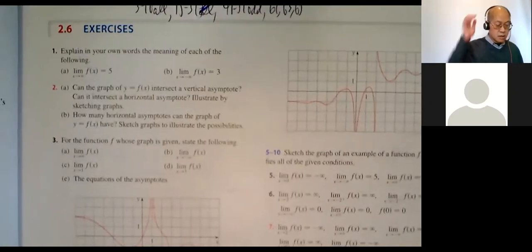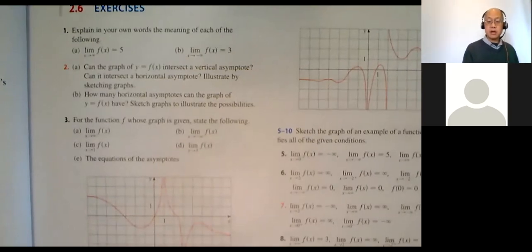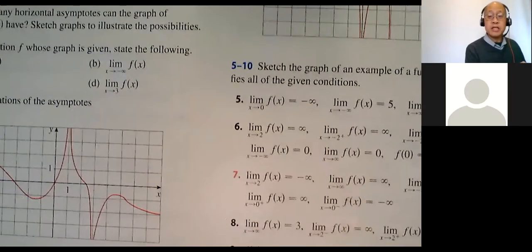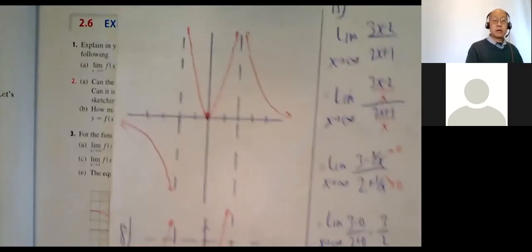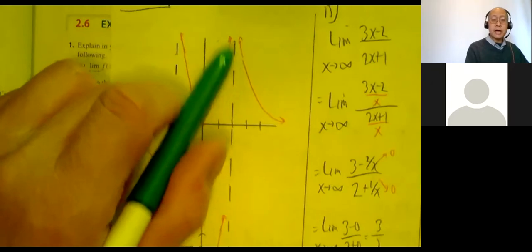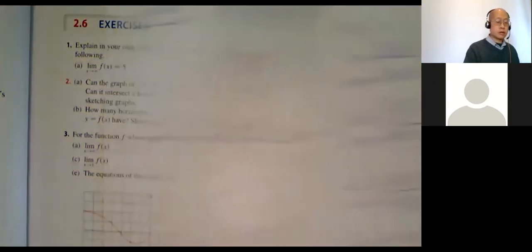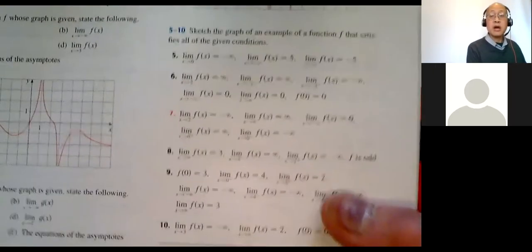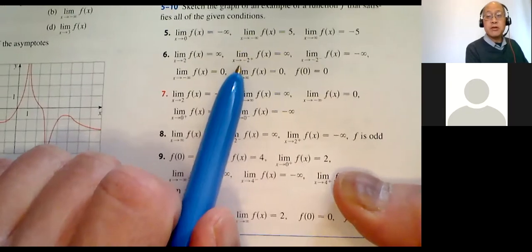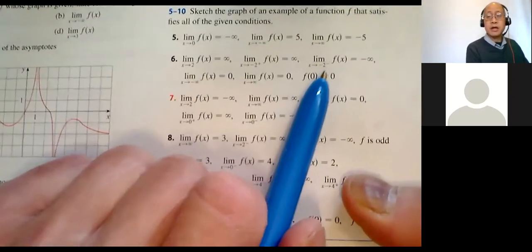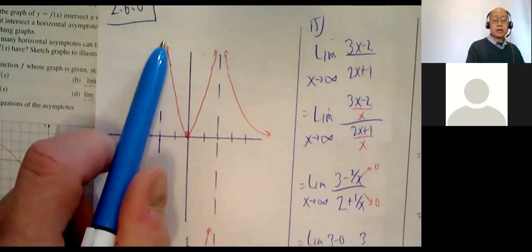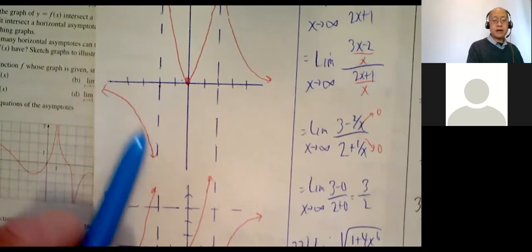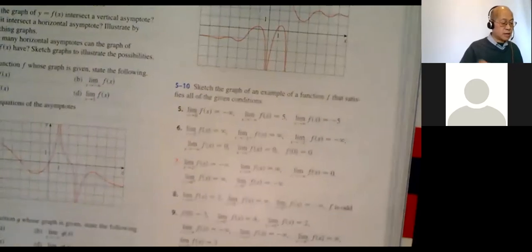Okay, number 6. Limit as x approaches 2 of f of x equals infinity. I'll just show you what I had. Okay, as x approaches 2, both sides, we go to infinity. x approaches -2 from the right, we go to infinity. x approaches -2 from the left, we go to negative infinity. Okay, so we approach -2 coming from the right, go to positive infinity. Approach -2 from the left, we go to -infinity. That's what that said.